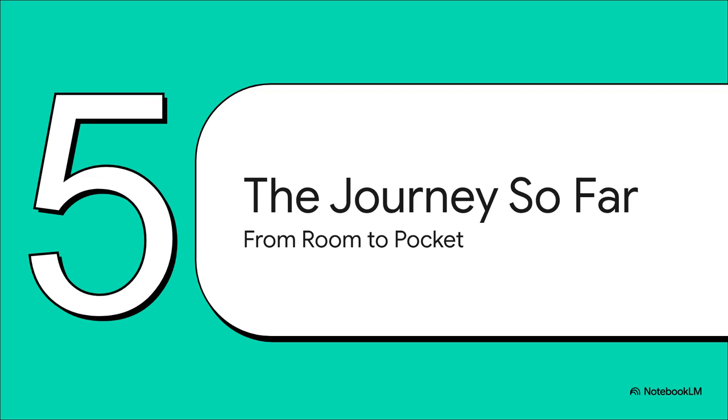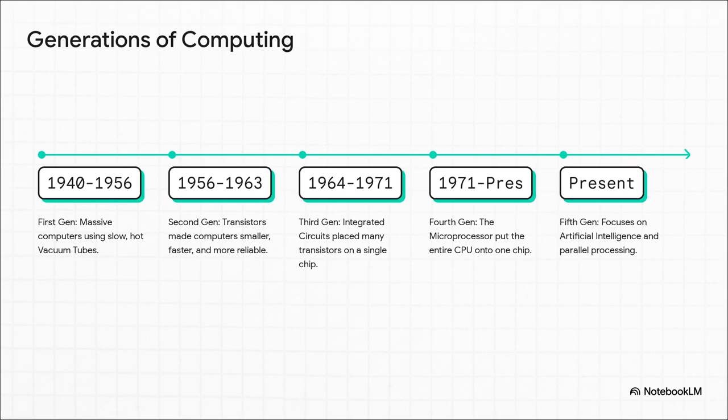Wow, okay, we've covered a ton of ground, but to really appreciate the insane piece of tech you have sitting on your desk or in your hand, you gotta look back at how far we've come. I mean, the journey from there to here is just mind-blowing. You can really break down the history of computers into these 5 big jumps, these generations. First, you had these massive, room-sized monsters running on hot, unreliable vacuum tubes.